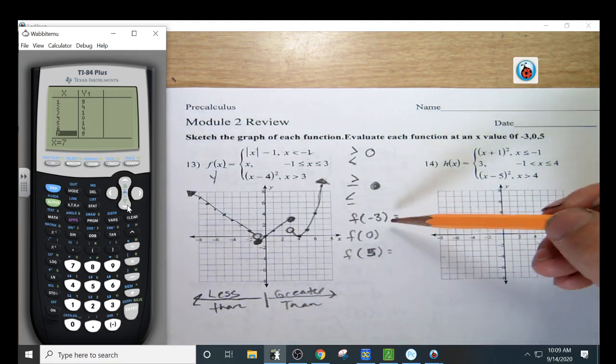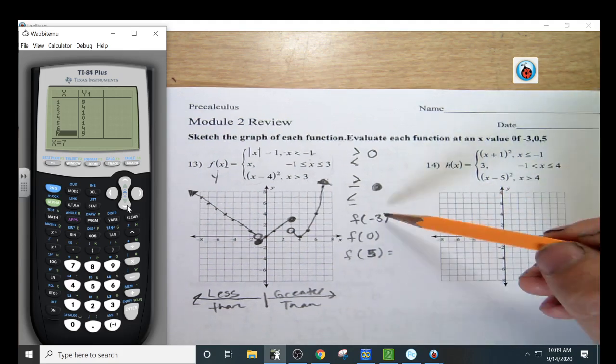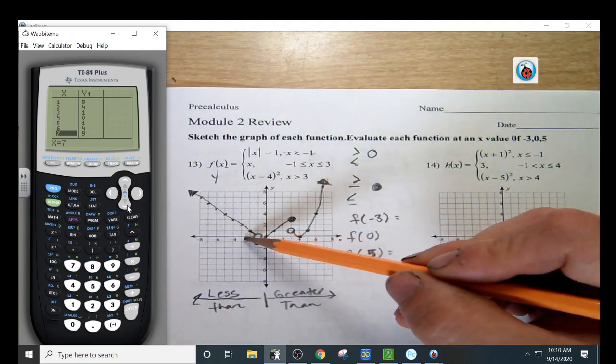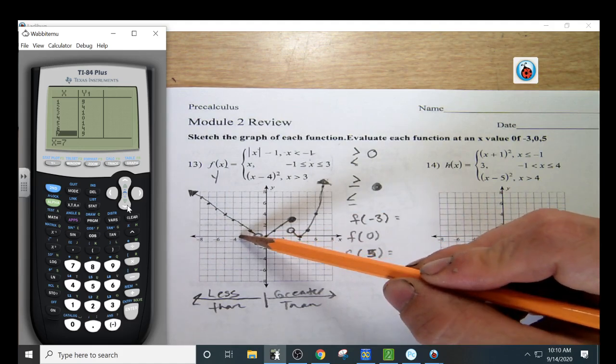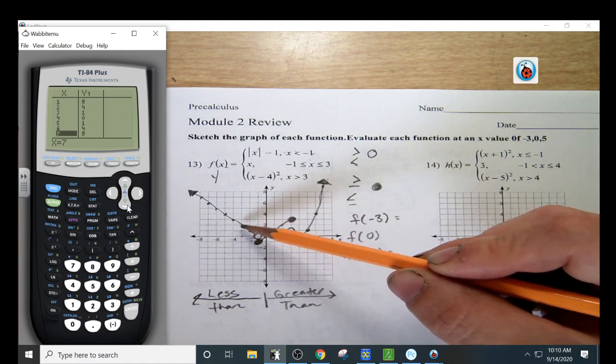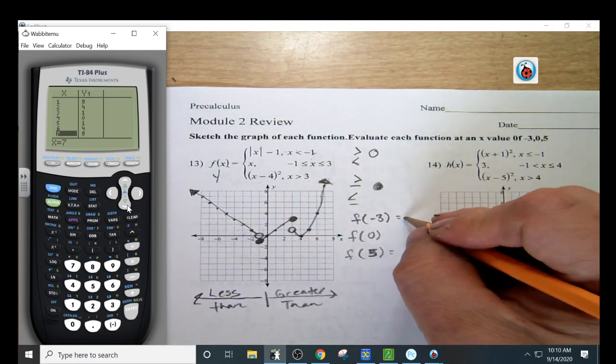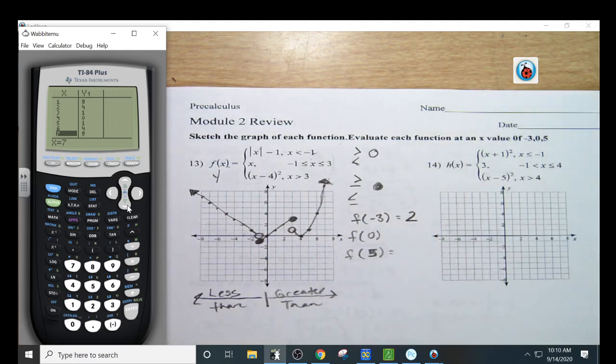All right, guys. So it says when x is -3. So if I find -3 on the x-axis, I go up to where the function is. This function crosses at +2. So that being said, when x is -3, y is +2.